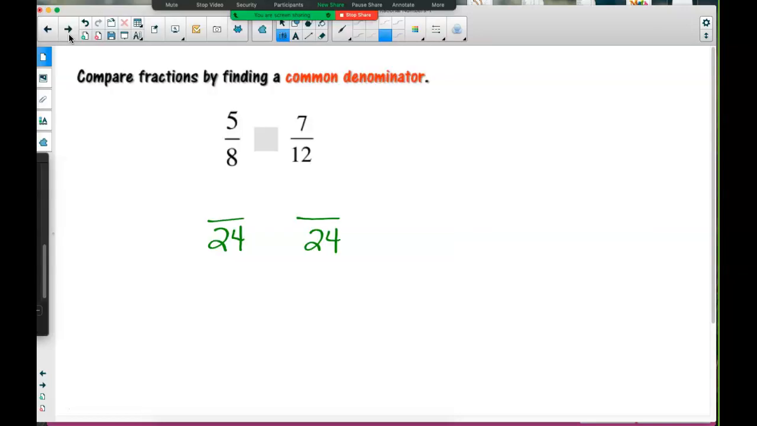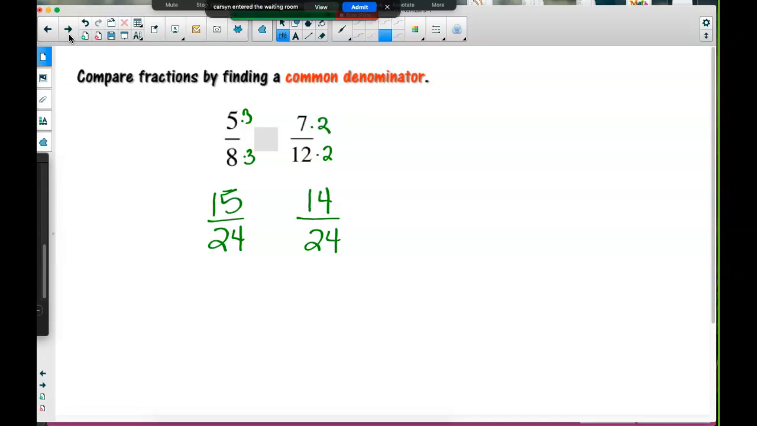in this case could be 24. 8 times 3 is 24. 12 times 2 is 24. So I could rewrite them. Now I can't leave the top numbers the same. If I change the bottom number of a fraction, I have to change the top number. If I multiply the bottom number by 3, I have to multiply the top number by 3, so that would be 15. 12 times 2, so 7 times 2 is 14.